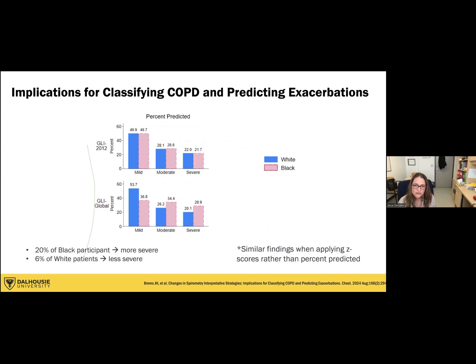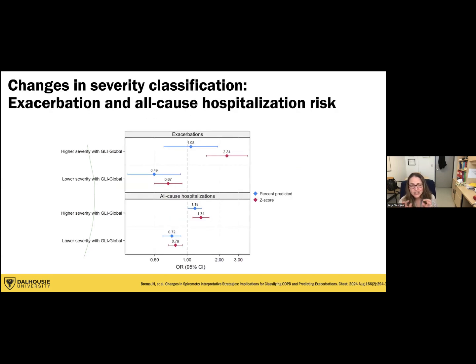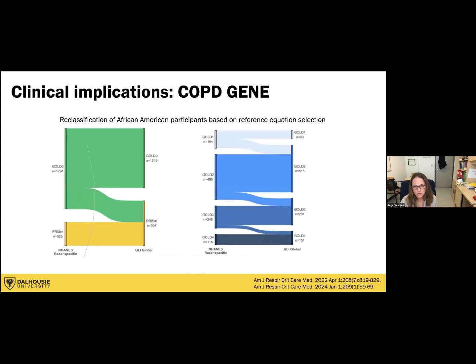We also look at implications for classifying COPD and predicting exacerbations. Again, Black and white individuals using GLI global or race neutral, we know that more white individuals will be reclassified as having mild COPD, and more Black individuals will be classified as having more severe COPD. But I think this is the most important result. Those individuals that are classified as having higher disease severity using GLI global actually have more exacerbations. Those classified as having lower severity have fewer exacerbations. So using a race-neutral approach actually matches with the prognostic indication of whether or not they're going to have COPD exacerbations or all-cause hospitalizations in those individuals with COPD.